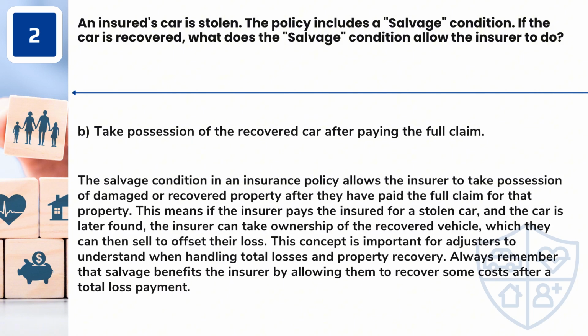Answer: B. Take possession of the recovered car after paying the full claim. Explanation: the salvage condition in an insurance policy allows the insurer to take possession of damaged or recovered property after they have paid the full claim for that property. This means if the insurer pays the insured for a stolen car, and the car is later found, the insurer can take ownership of the recovered vehicle, which they can then sell to offset their loss.